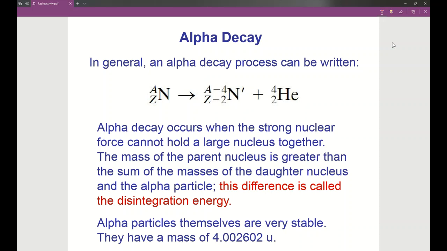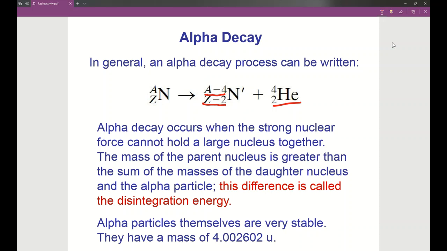A here represents the atomic weight, of course, and Z represents the atomic number. And it turns into a new element with atomic number Z minus 2 and atomic weight A minus 4, with this new helium over here.